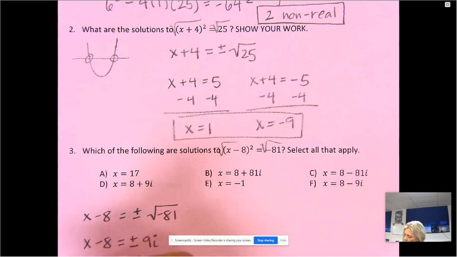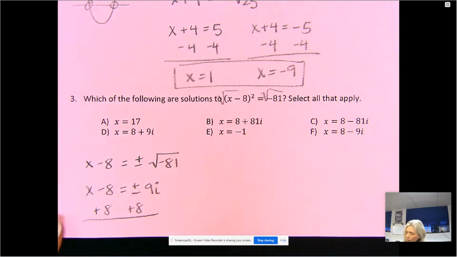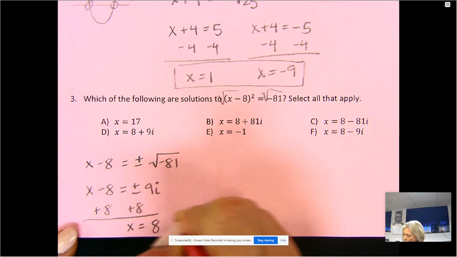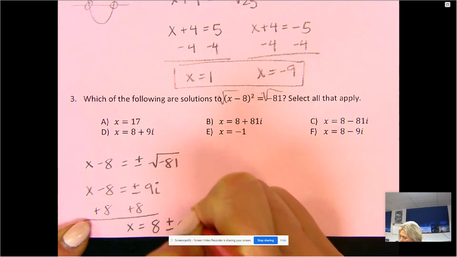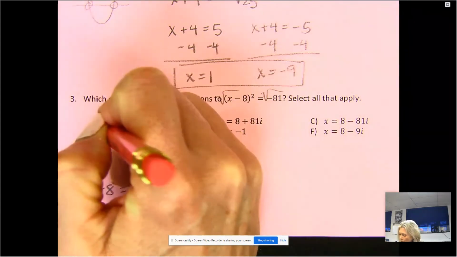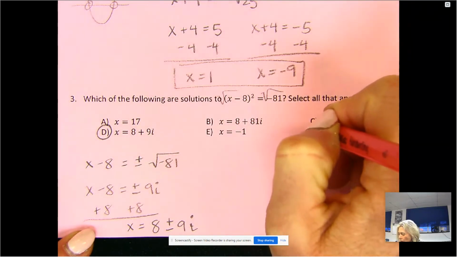And then we're going to add the 8 over. And our final answer is x equals 8 plus or minus 9i. So two complex solutions, 8 plus 9i, and that is D. And 8 minus 9i, which is F.